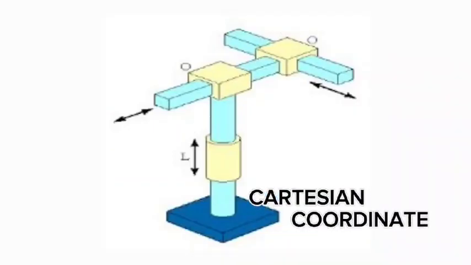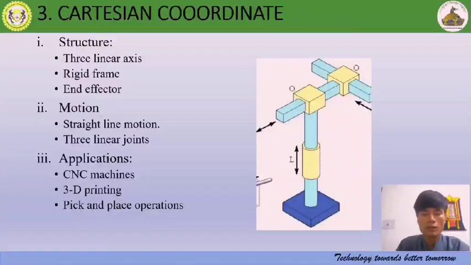Cartesian coordinate. I will basically talk on the Cartesian coordinate and articulate coordinate. I will explain this topic on the basis of structure, motion, and application. And here I will begin with Cartesian coordinate. First one is structure. In terms of structure, it is also divided into three parts: three linear axes, rigid frame, and effector.